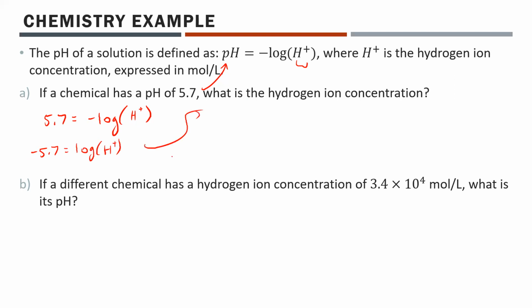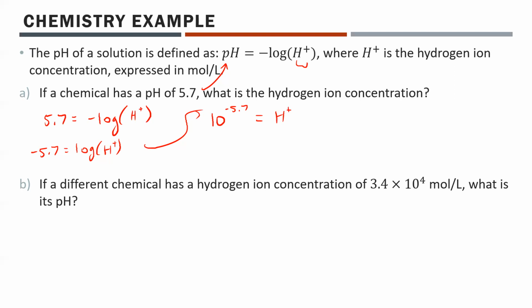Now, if I'm going to turn this into an exponential function, start with your base. Because it didn't list a base here, we have to assume it's 10. So base to the power of the answer, so 10 to the power of -5.7, equals the thing that was in the log, so H positive. And boom, there it is right there. You can just throw that straight in your calculator. 10 to the power of -5.7.